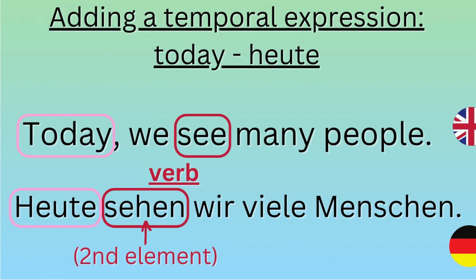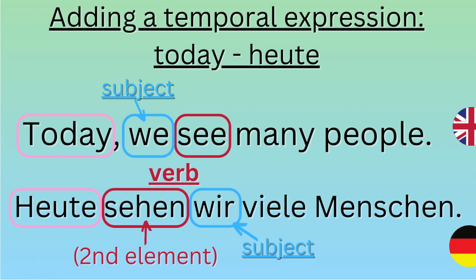Today we see many people. Heute sehen wir viele Menschen. So here you can see how sehen and wir is inverted to make sure that sehen, which is the verb, is the second element in this sentence, after we added the word heute to the beginning of the sentence.